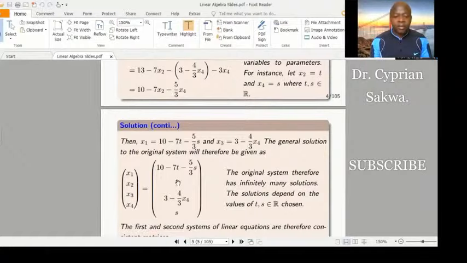And as I said, that now depends on what value of t you want. You can take t to be 2. Another person can take t to be 5. Another can take t to be negative 10. And s, you also choose on your own. Choose the s you want. You may want to choose s to be 1. Another one may want to choose s to be 2. So you see that once you choose... Our x4 was s. So this one is supposed to be s, not x4, because we've already changed it. So then we will have infinitely many solutions, depending on the choices you make for s and t.